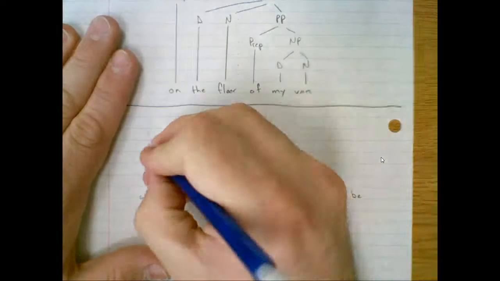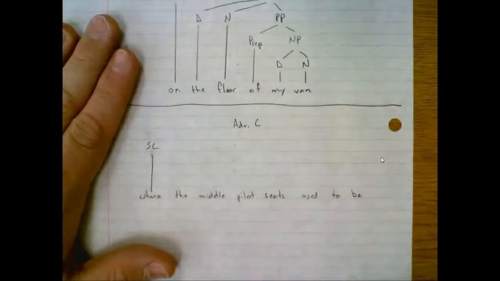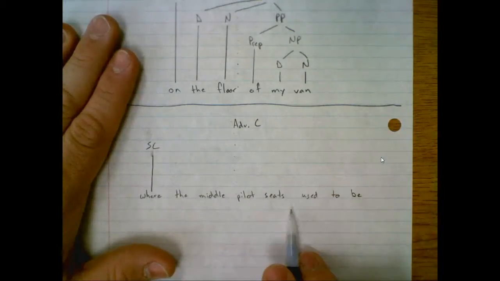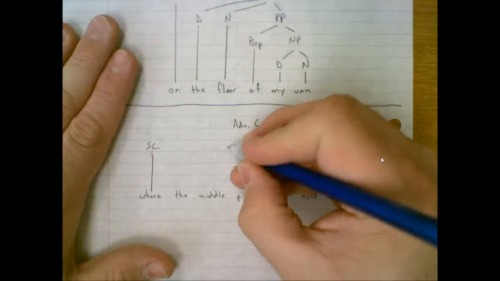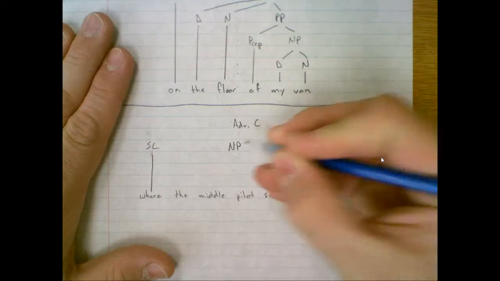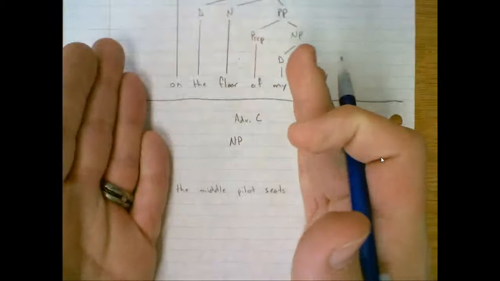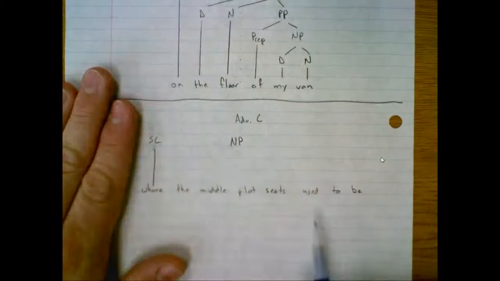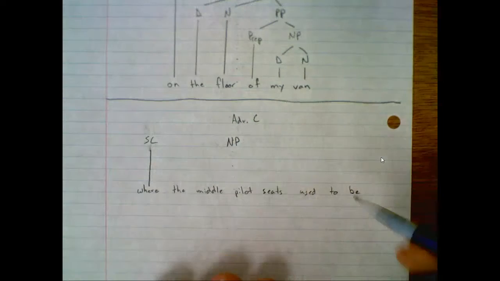So let's see. Fix that really quick. Our noun phrase, the middle pilot seats, that's the thing in this sentence that used to be. So just kind of write noun phrase up here, just kind of center it. That's all I'm really trying to do. And then our verb phrase, used to be.